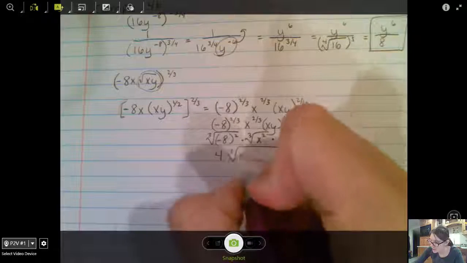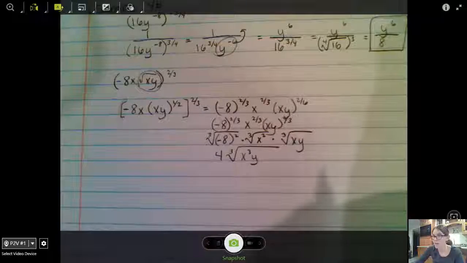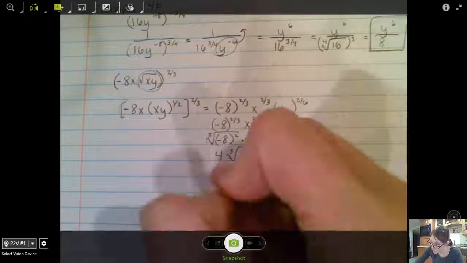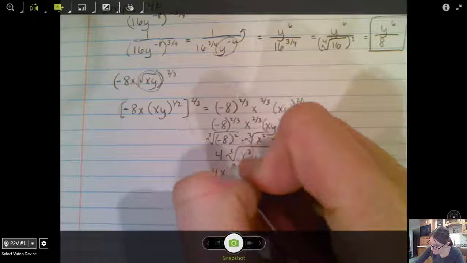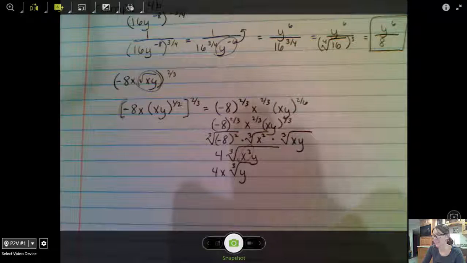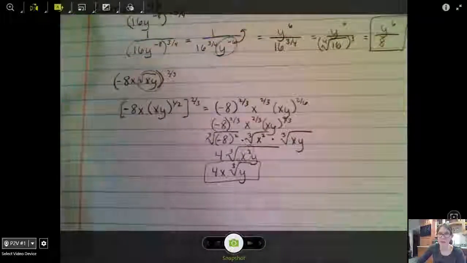Multiply what's underneath those radicals. We get cube root of x cubed y. And we actually can simplify this cube root of x cubed, pull an x out. And then the last thing to think about, do we need absolute value? It's a cube root, so no absolute value. This is our final answer.